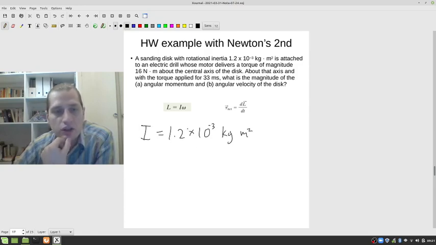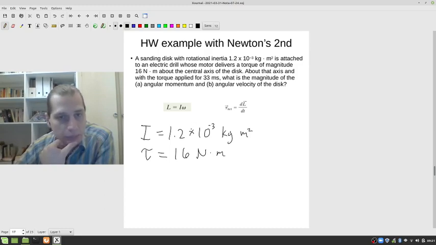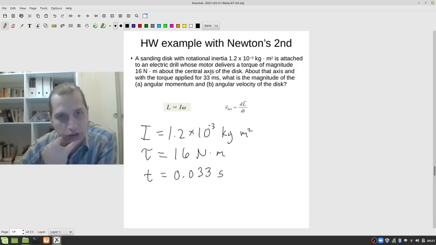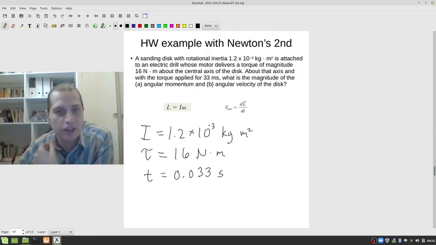...is attached to an electric drill whose motor delivers a torque of magnitude 16 newton-meters. Okay, they even gave us that in nice units. About a central axis of the disk, with the torque applied for 33 milliseconds. So the amount of time is 0.033 seconds. You had to divide by 1,000 to go from milliseconds to seconds. What is the magnitude of the angular momentum and the angular velocity of the disk?